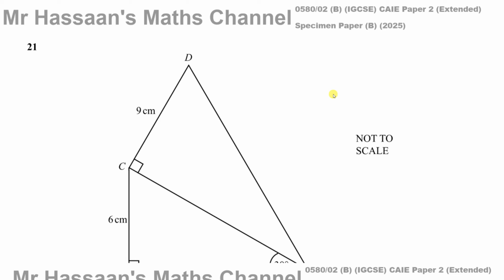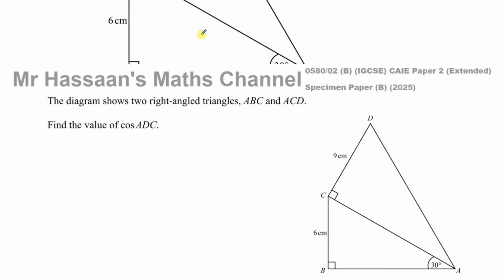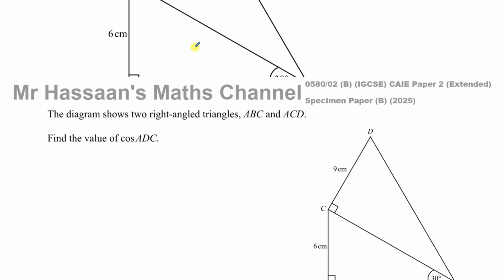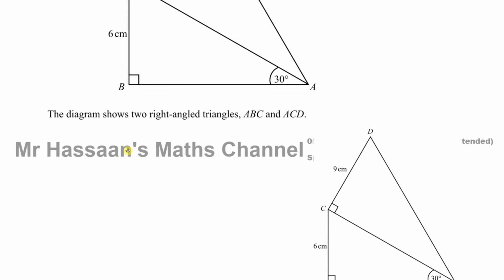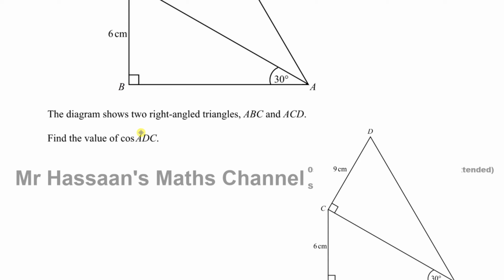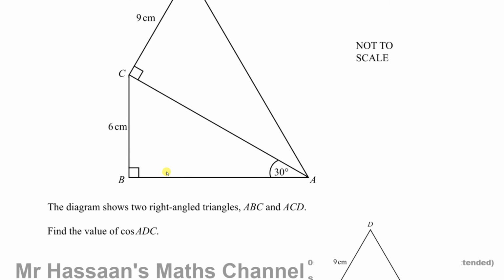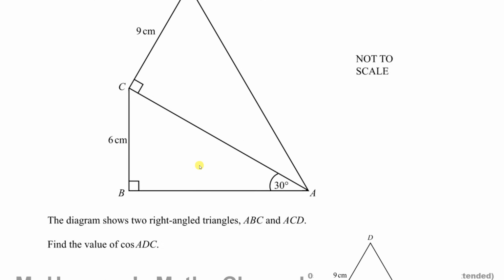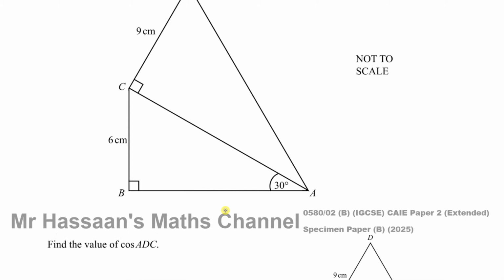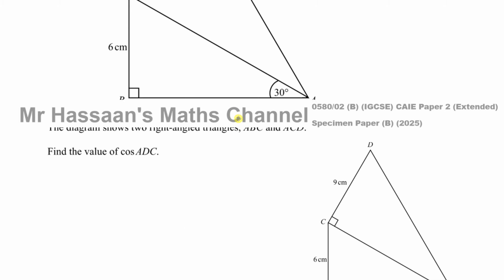I'm now answering question number 21 from the specimen paper B from the 0580 Cambridge IGCSE Paper 2, non-calculator paper. This question is about these two triangles that are stuck together, two right angle triangles ABC and ACD, and we have to find the value of cosine of the angle ADC. I've taken a little screenshot of this and put it down here so that we don't have to keep scrolling up and down when showing our steps. So I've got a smaller version of that diagram down here.